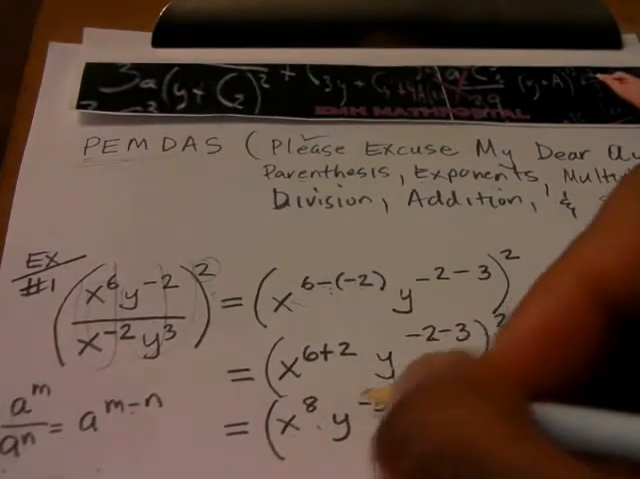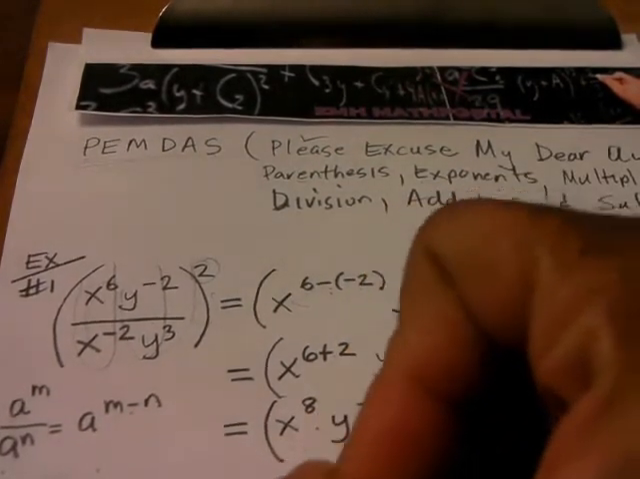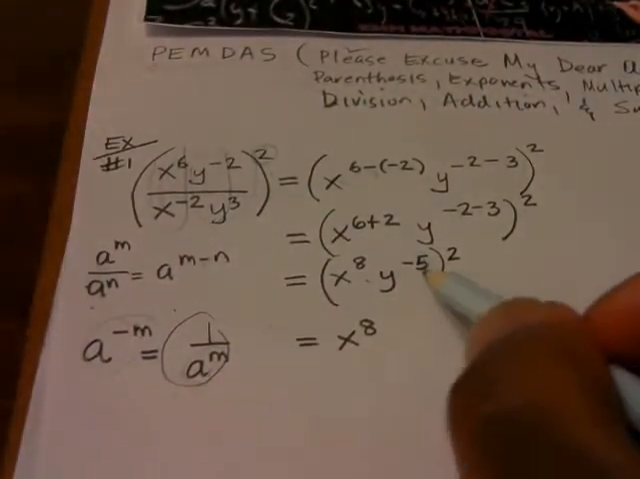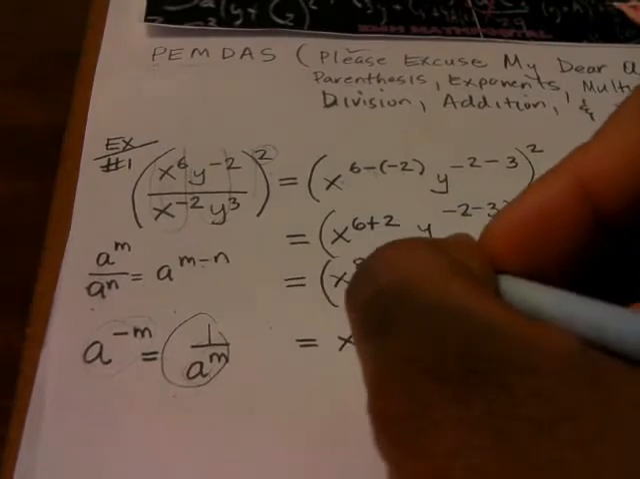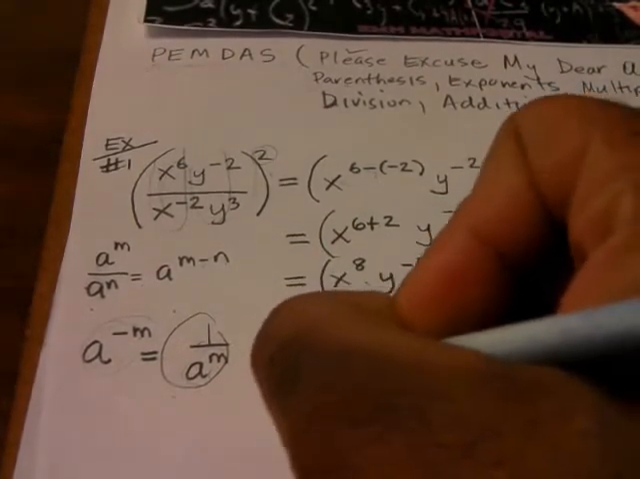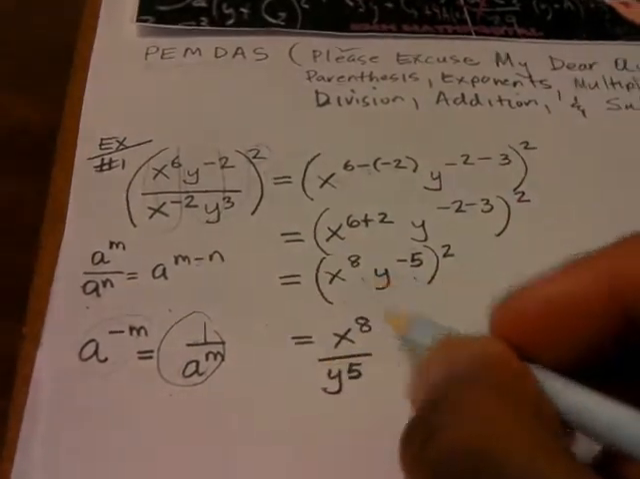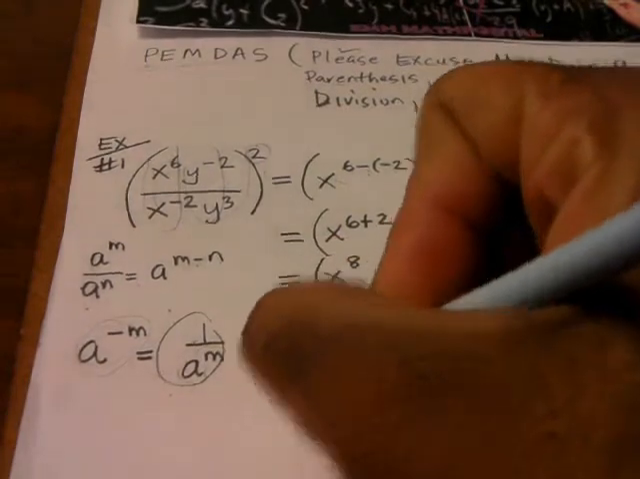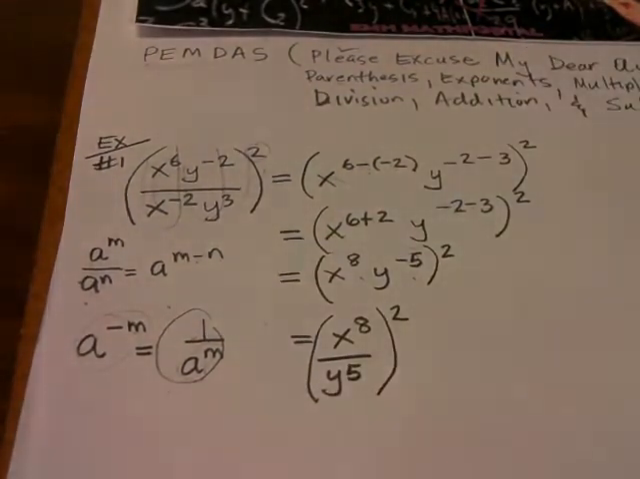So we take this, x raised to the power 8, and based upon this formula right here, negative 5 is a negative exponent, and we have to express it in its fractional form. So it becomes the denominator, and then parentheses raised to the power 2. And then we're almost finished.